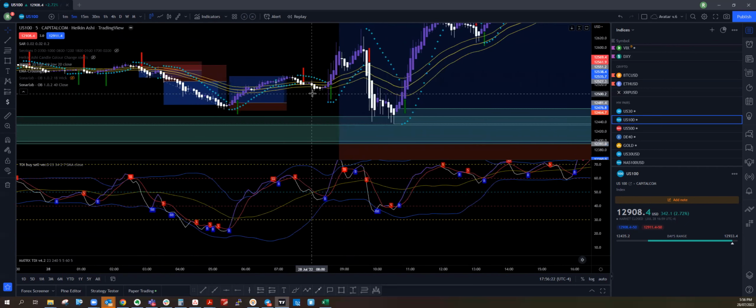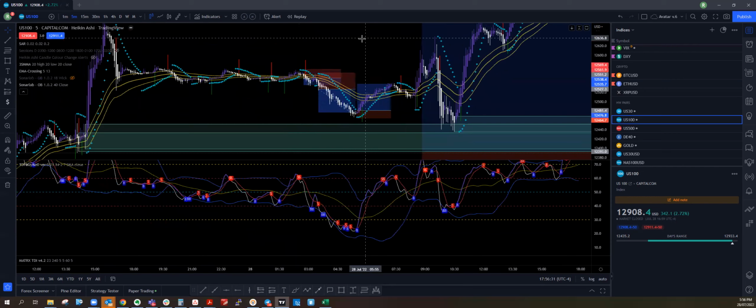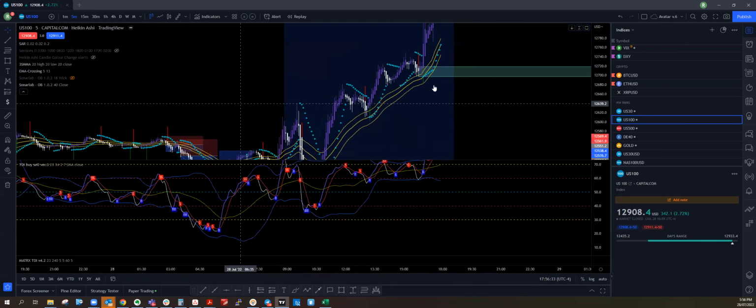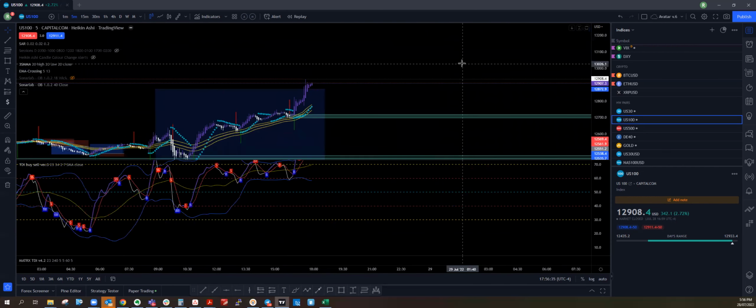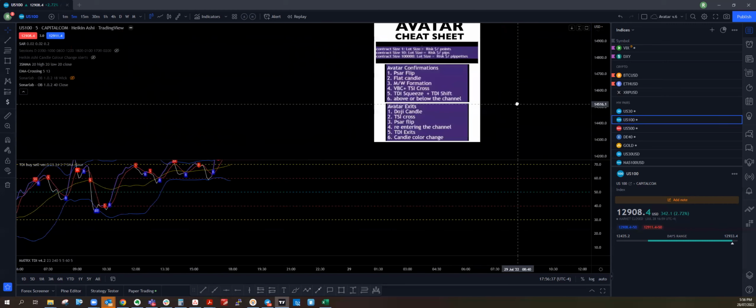For regular pairs, if you're using this from Forex, you're going to get at least 20, 30 pips out of a good entry. So now let's talk about exits. We kind of talked about it a little bit, but let's go back to our cheat sheet here.